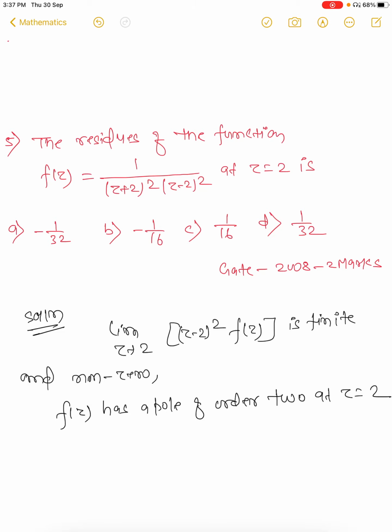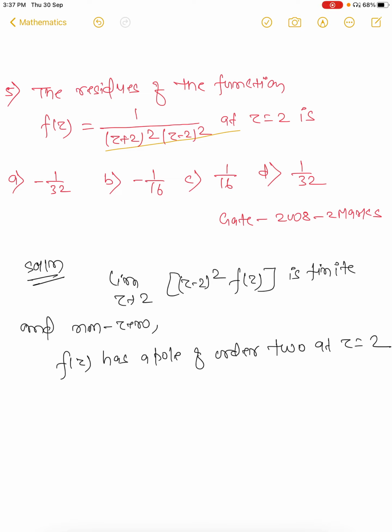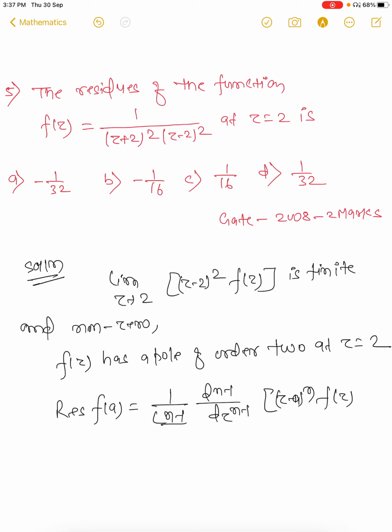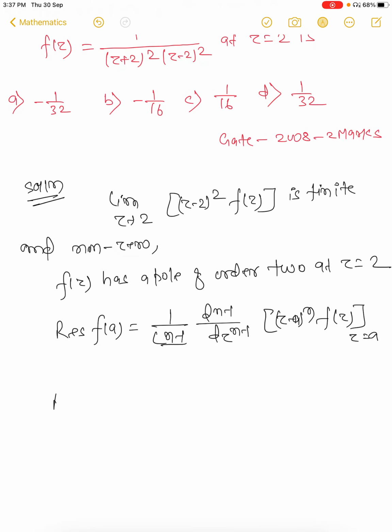The residue of f(z) at z equal to a, for a pole of order n, is 1 by (n minus 1) factorial times the (n minus 1)th derivative d^(n-1) upon dz^(n-1) of (z minus a)^n f(z) at z equal to a, where n is equal to 2. So the residue of f at 2 is equal to 1 by factorial 1 times d upon dz of (z minus 2) whole square f(z), at z equal to 2.